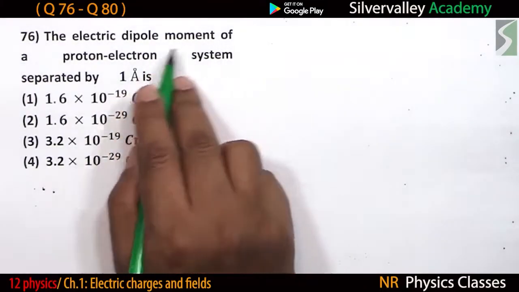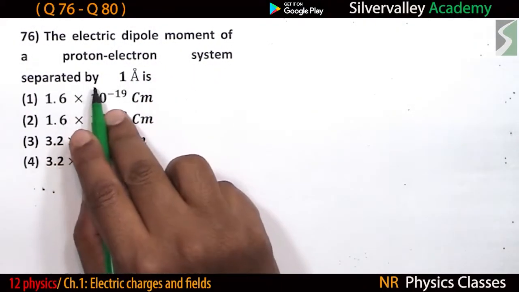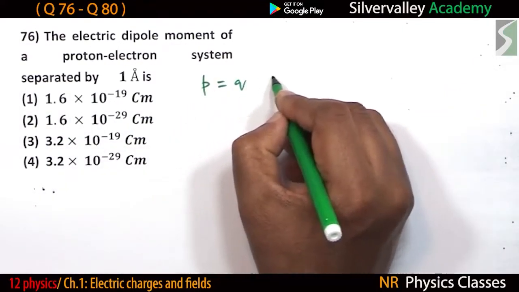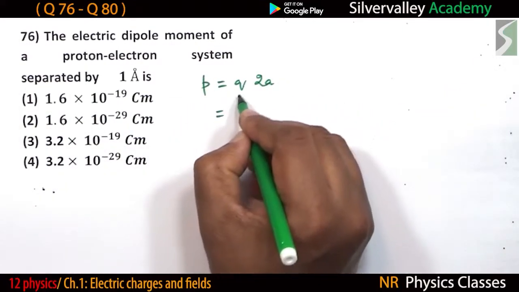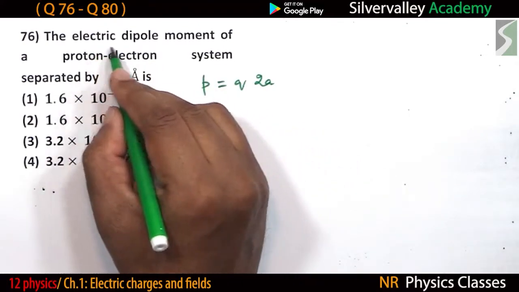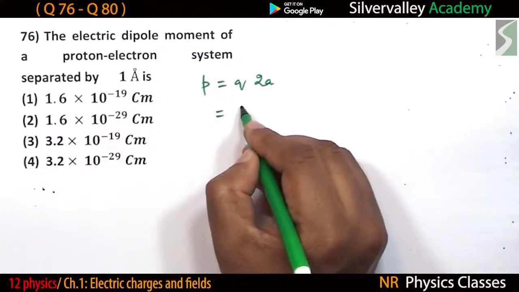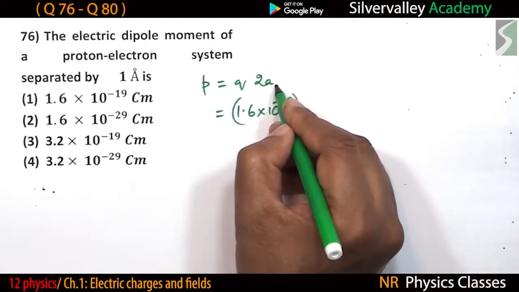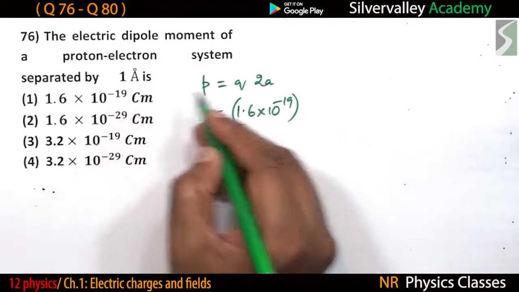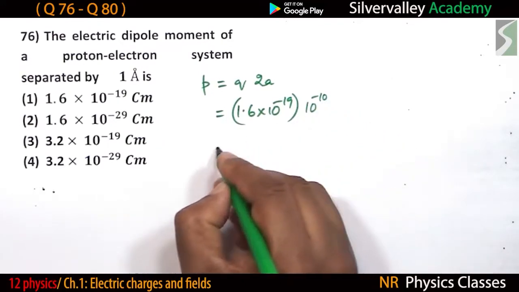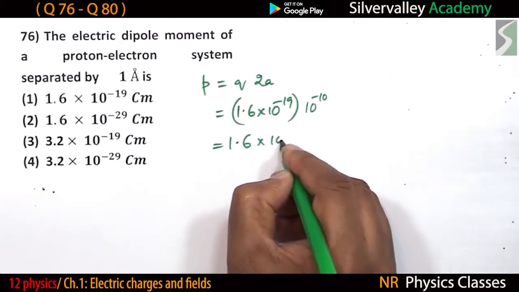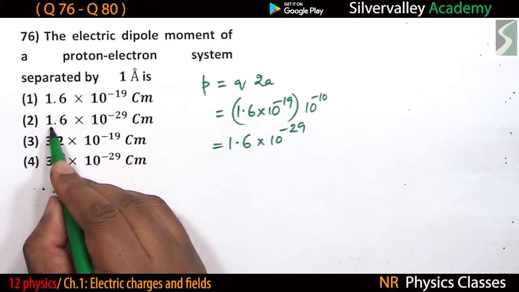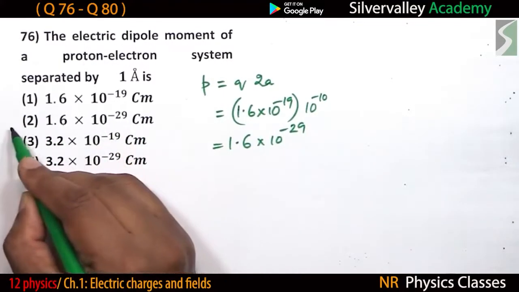Similarly, the electric dipole moment of a proton-electron system separated by 1 angstrom: dipole moment is charge into distance. Charge for proton-electron is 1.6 10 power minus 19. 2a, the distance between the charges, is 1 angstrom, 10 power minus 10. So it is 1.6 10 power minus 29.